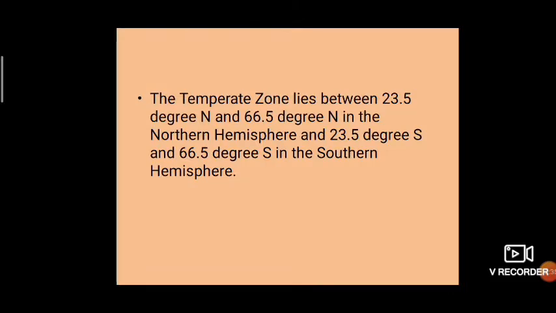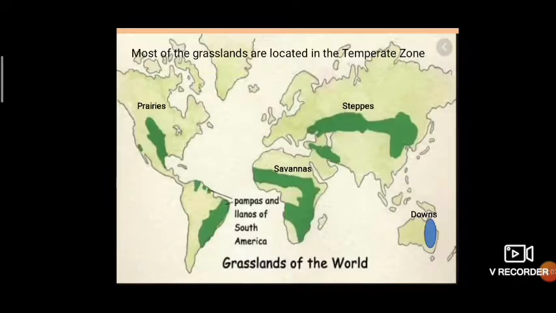So what is the temperate zone? The temperate zone lies between 23.5 degree north and 66.5 degree north in the northern hemisphere, and 23.5 degrees south and 66.5 degrees south in the southern hemisphere. This is the location of temperate zone. Most of the grassland is located in this temperate zone only.